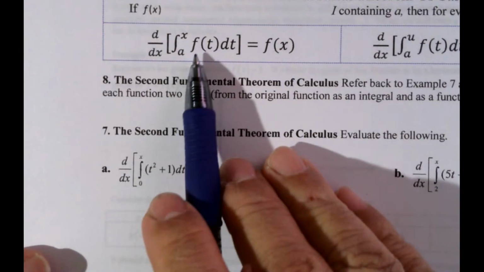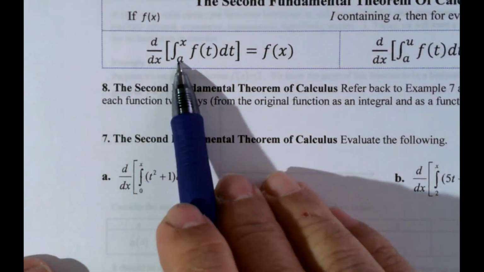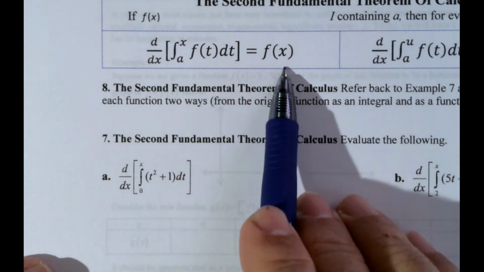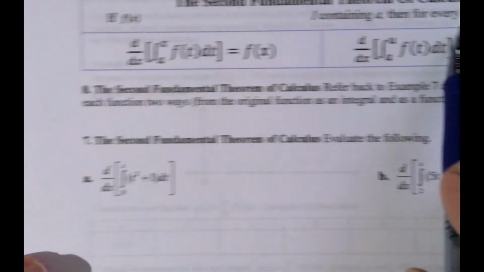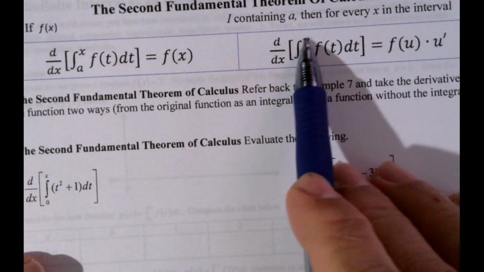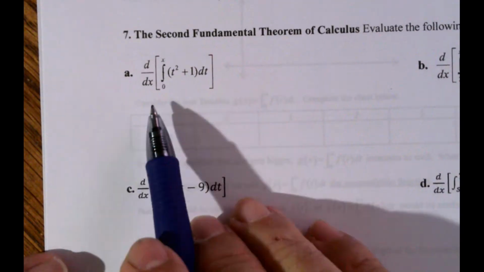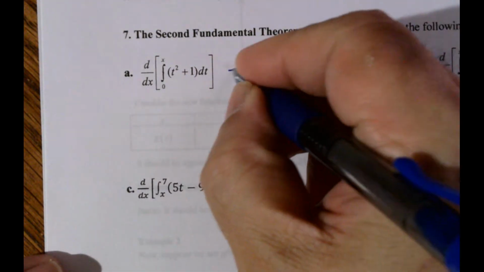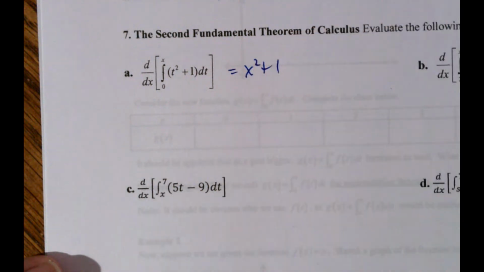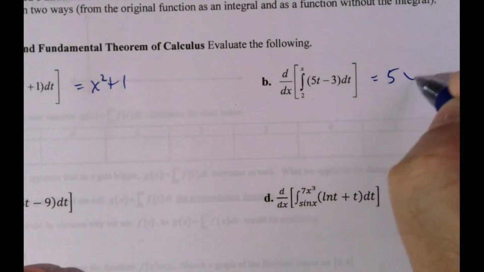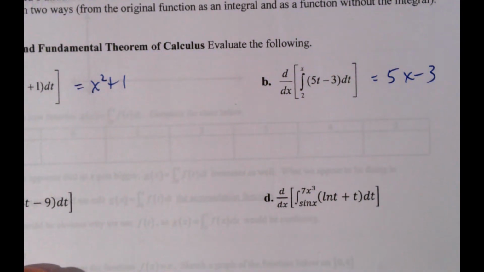So look at what we have here. As long as you have from some constant to x, you take a derivative of the integral, you just get the inside back. The only thing is you have to take the derivative of what the function is up here on the outside. It's like chain rule. So here, I'm going to plug in the x, and it's just x squared plus 1. And that's the answer. That's the derivative of that function. All right, so here, plug it in. So it's going to be 5x minus 3. That's the derivative of that integral.